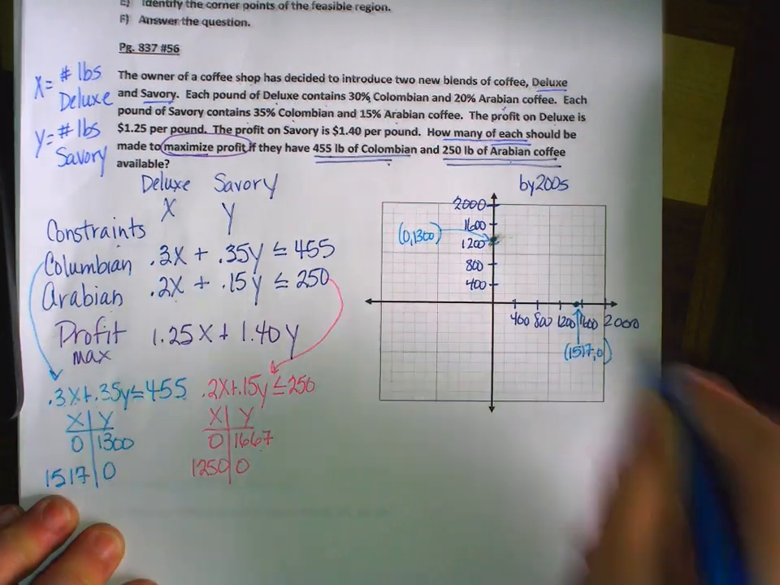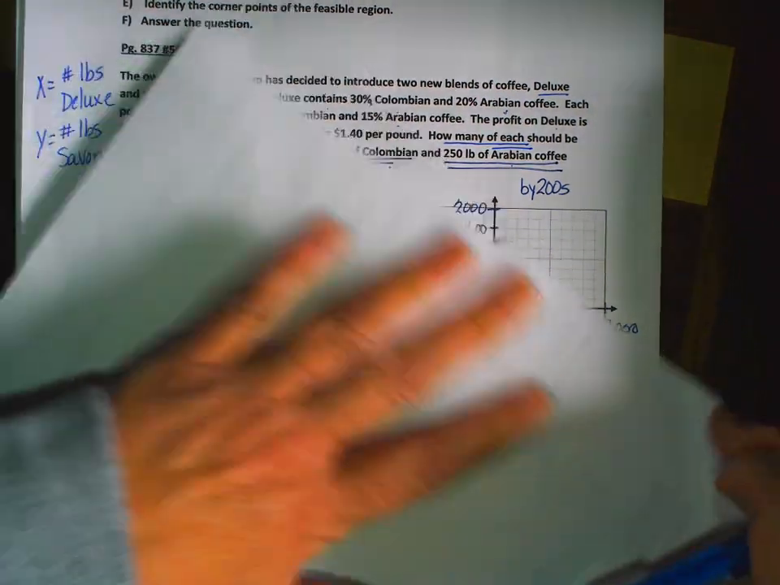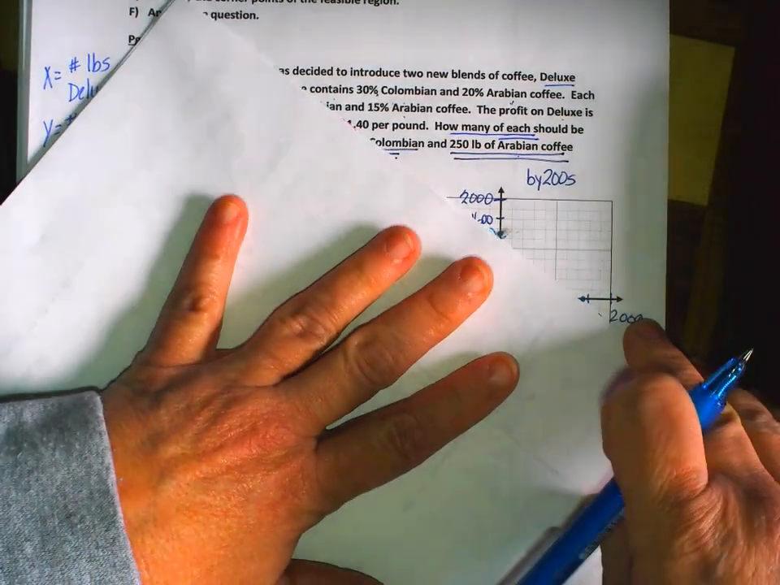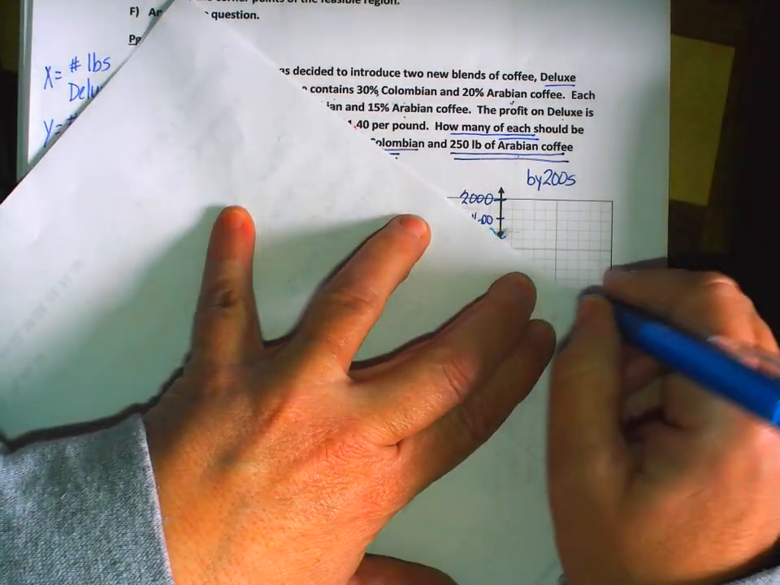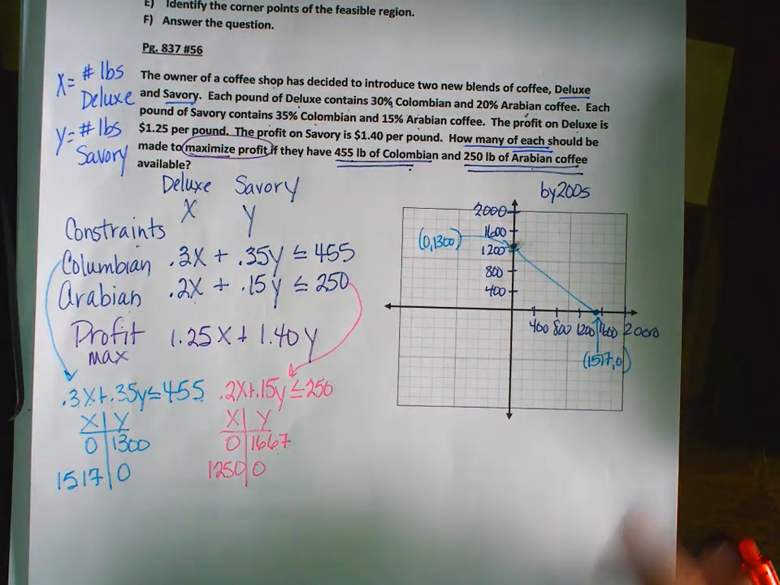Mark that point. And then what I'm going to do is I'm going to connect my points. I'm using paper for a straight edge here. And it's a solid line because my constraint is less than or equal to. If it was just less than, it would be a dotted line.